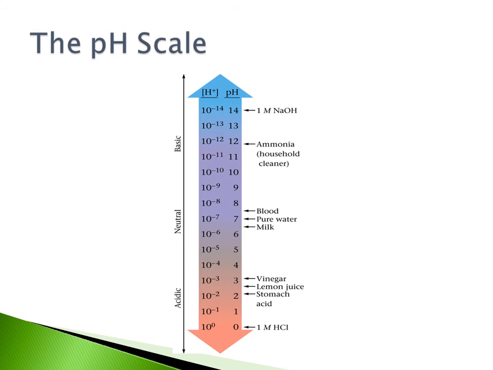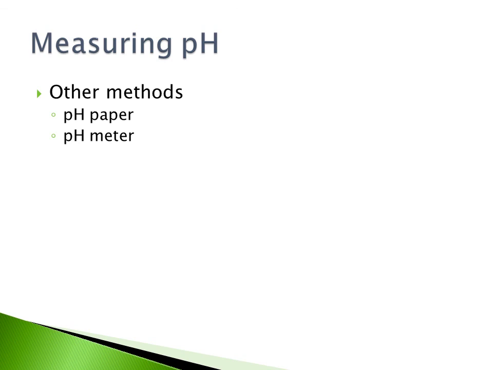And here's just a quick graphic to show you some common everyday substances and where they fall on the whole pH scale. So again, in the middle, around 7, is where we have our neutral things like water, milk, blood. All of that falls in the neutral range. All the way down on the acidic range, stomach acid, lemon juice, vinegar. And then up on the basic range, we have ammonia and sodium hydroxide. If we want to measure pH, we can use either a pH meter or pH paper to tell us what the exact pH of a substance happens to be.